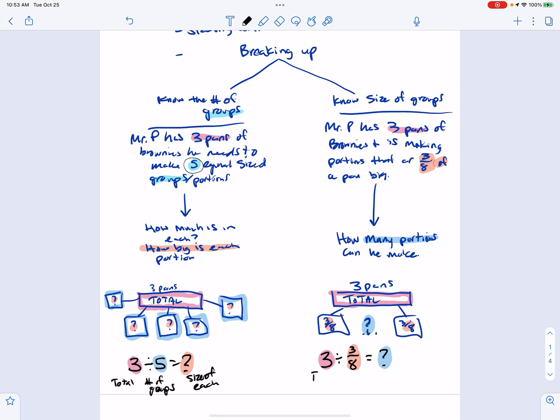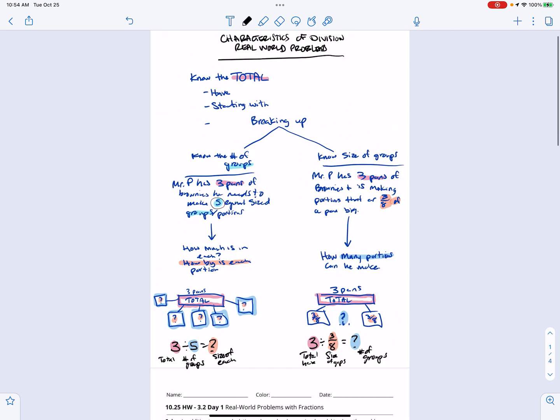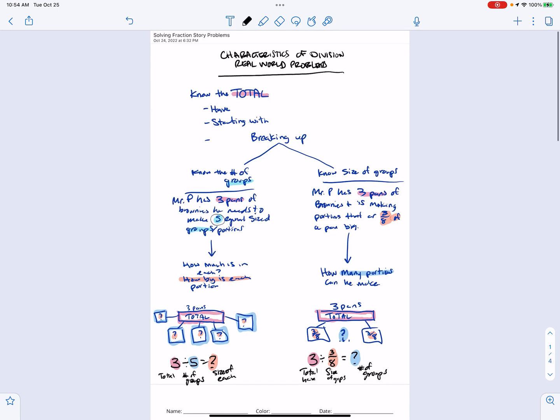On the right side, again, we have our total that we have. This is the size of the groups. And we're looking for the number of groups. So that kind of is like the way that you would figure out, is this going to be a word or a division problem? And then what are we going to be dividing?